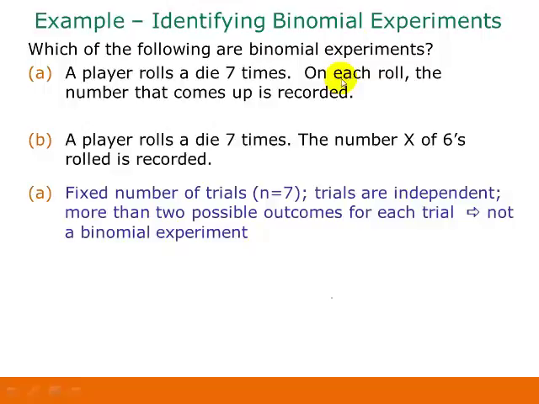Now because on each roll the number that comes up is recorded, that means on each roll there are 6 possible outcomes, the numbers 1 through 6. That means that we have more than 2 possible outcomes for each trial, and that means that this is not a binomial experiment. For a binomial experiment, we can only have 2 possible outcomes for each trial. So this one doesn't qualify.